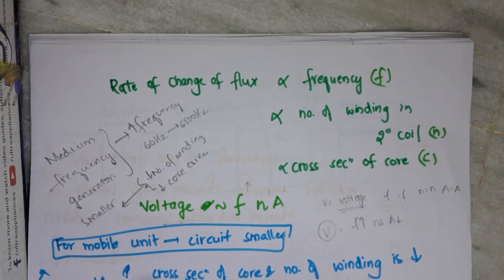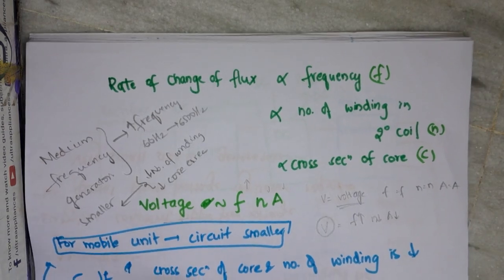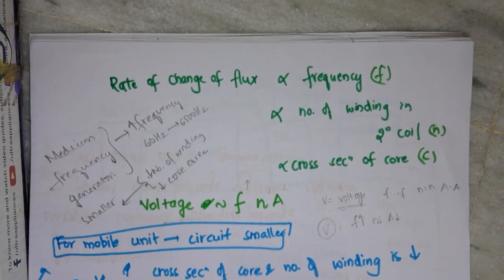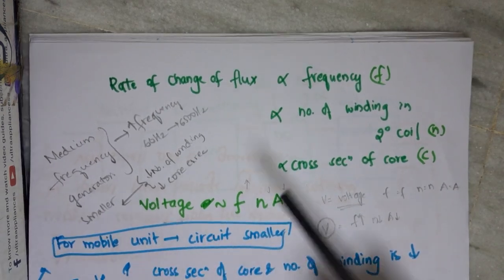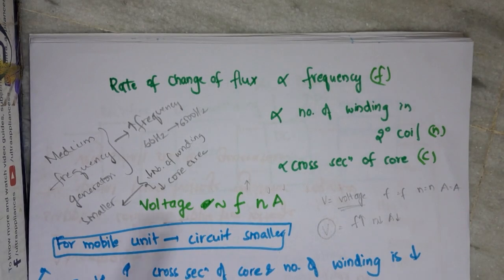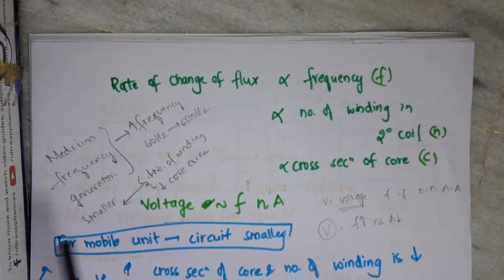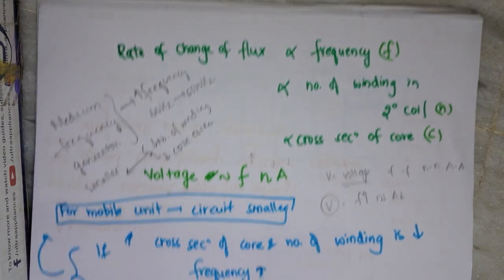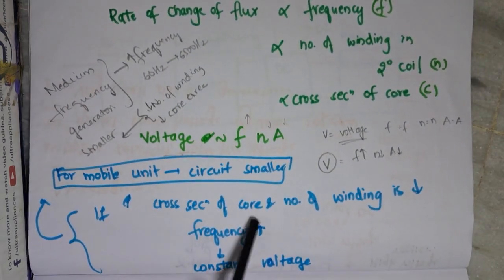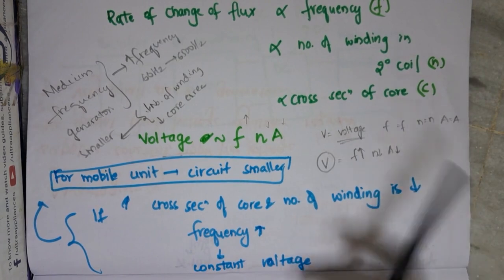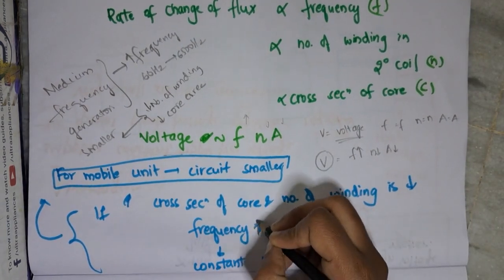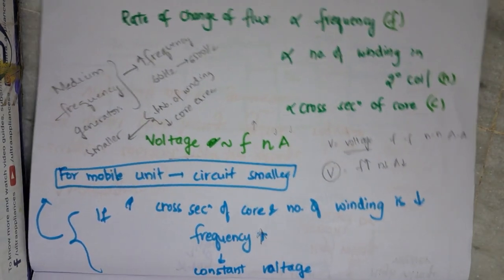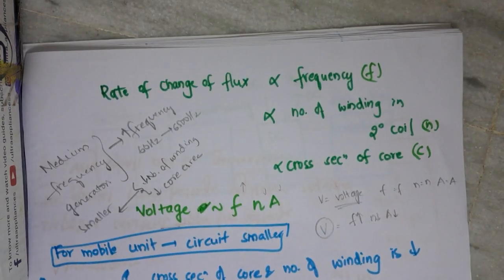Okay, so with the help of these medium frequency generators, the size could be reduced to almost 1/3 the size of the transformer. So for a mobile circuit, using these generators will make the circuit smaller, and if cross sectional area and number of windings are decreased and frequency is increased, this will result in constant voltage. So these are the important points about the generators.